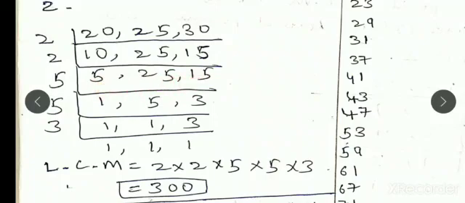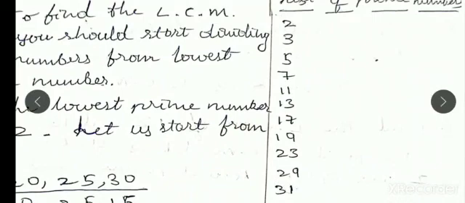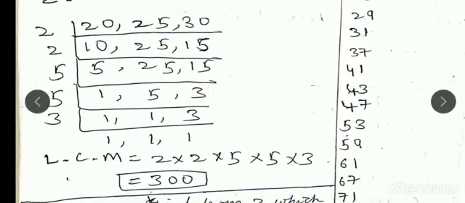Now 5, 25 and 15 cannot be divided by 2 further. So what I will do, I will try to divide 5, 25 and 15 by the number 5, because 5 is the next prime number. After 2, 3 comes. After 3, 5 comes. Since 5, 25 and 15 are divisible by 5, I will divide these numbers by 5.